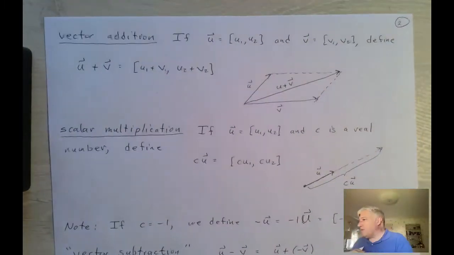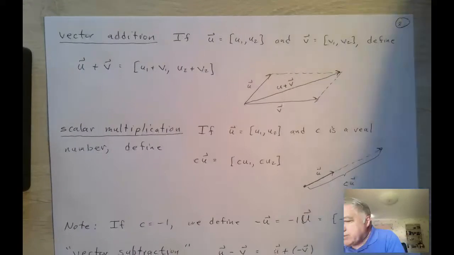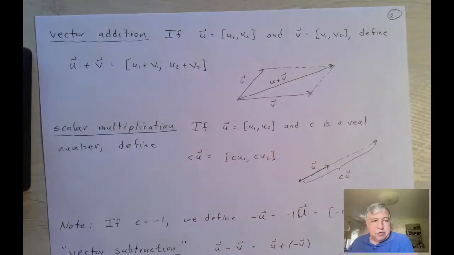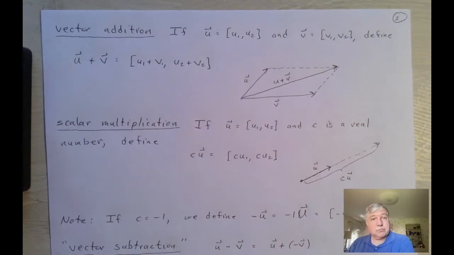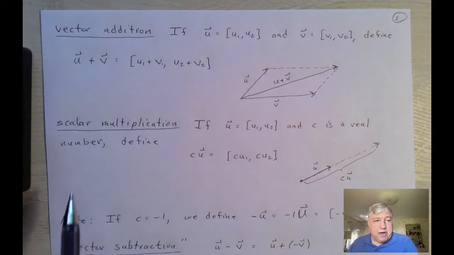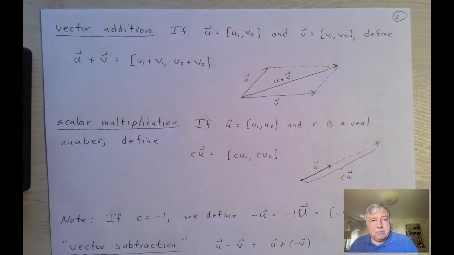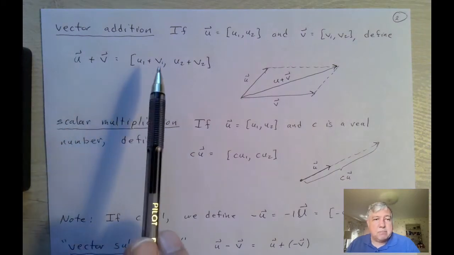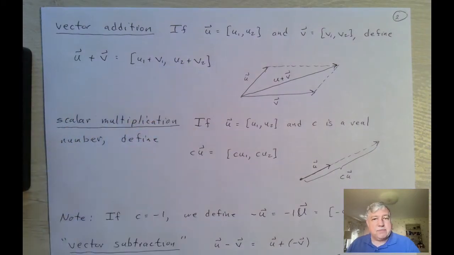Now the two main operations we want to talk about today, and for the rest of the course, have to do with vector addition and scalar multiplication. For vector addition, we're adding two vectors of the same length. In this case, we're just talking about two-dimensional vectors u and v, and we define their sum to be the vector obtained by adding the corresponding components. So u plus v would be u1 plus v1, comma, u2 plus v2.